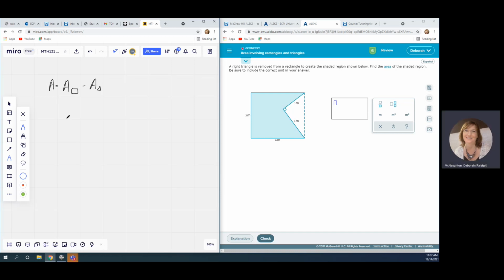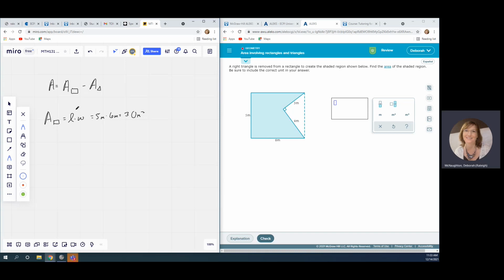Okay, so then to find the area of the rectangle, anytime we're looking for an area of a rectangle, it's length times width. So we look at what's the area of this rectangle, and this one is 5 by 6, it's the big rectangle. So this one is 5 meters times 6 meters, which gives me 30 meters squared.